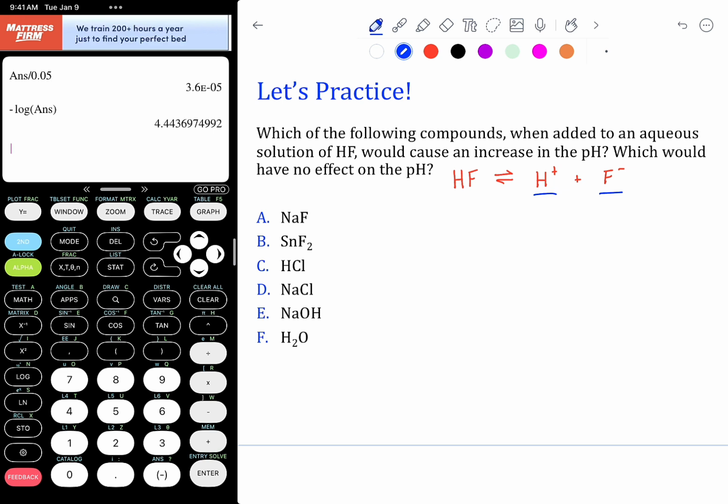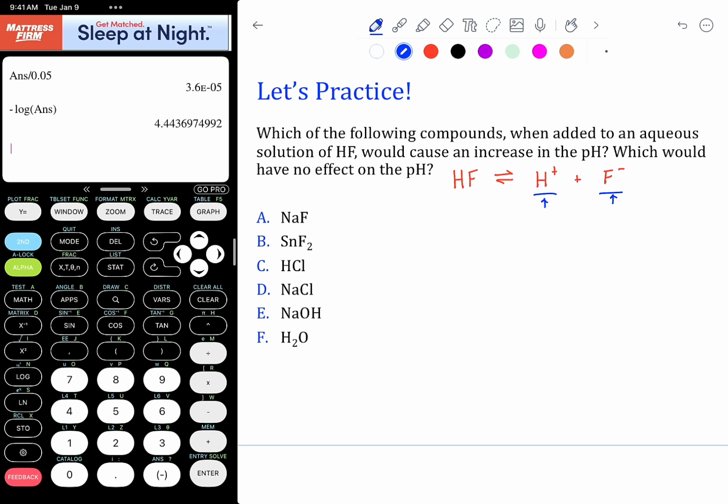Those are our two ions that we're looking for them to have. If they have that common ion, then they would affect the pH because they would affect the H plus concentration. They'd affect that equilibrium. Okay, and it would cause the pH to increase because we're always going to be adding to the product side, because the product side is where we have the ions that have to be in common.